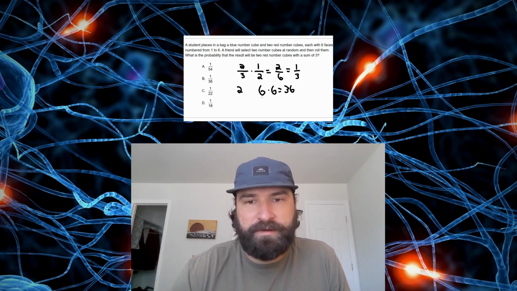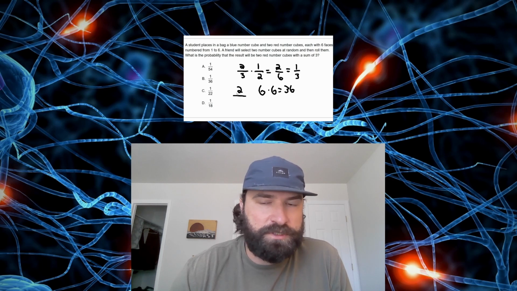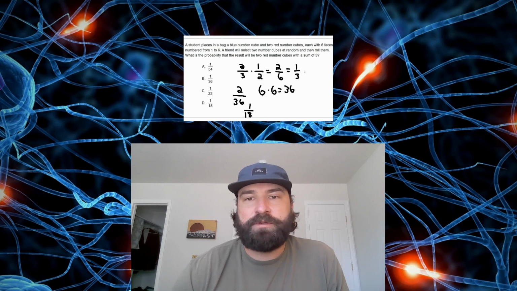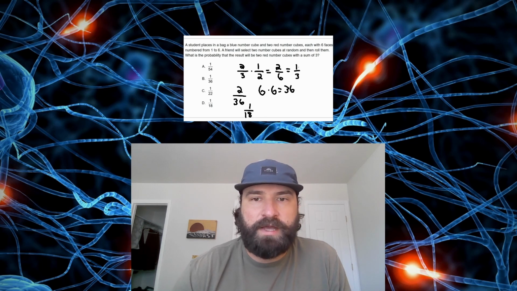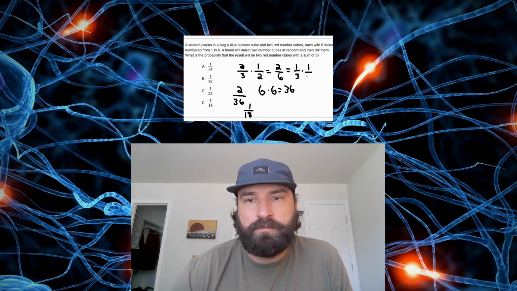So the fraction we get for rolling a sum of 3 is 2, which is the number of possible 3s, over the total number of possible outcomes, which is 36. That fraction can reduce to 1/18. And then finally, we just want to multiply the probability of getting 2 red dice times the probability of getting a sum of 3. So we get 1/3 times 1/18, which is 1/54, or answer A.